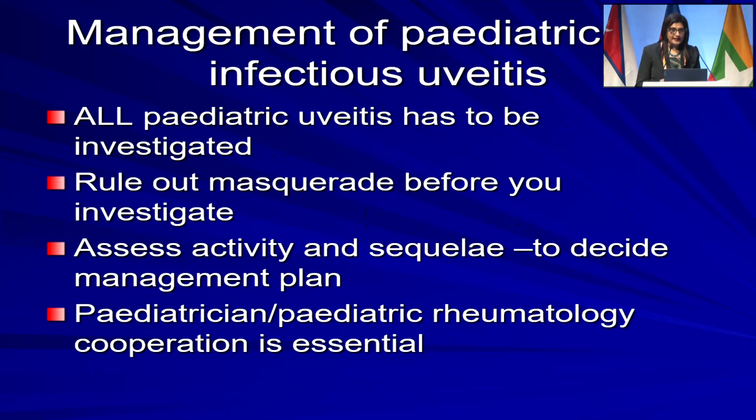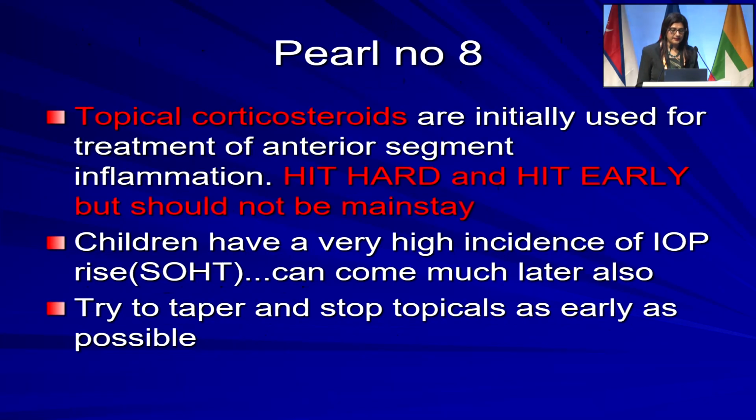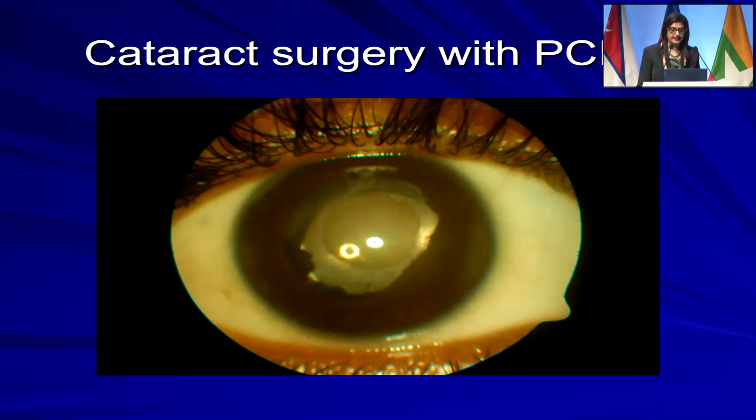Now, going on to management of pediatric non-infectious uveitis, you will all agree with me, all pediatric non-infectious uveitis has to be investigated, rule out masquerade, assess activity and sequelae, and take pediatrician or pediatric rheumatology help. Topical steroids are initially used, but you have to hit hard, hit early, but they should not be the mainstay. Children have a very high incidence of steroid-induced hypertension, so keep your eyes open for that and try to taper and stop the topicals as early as possible.